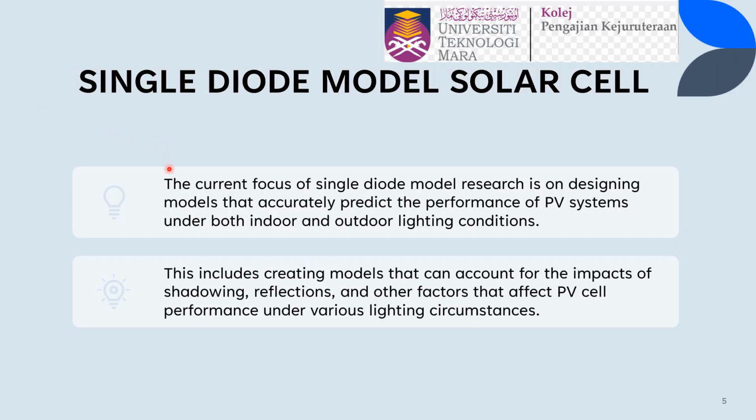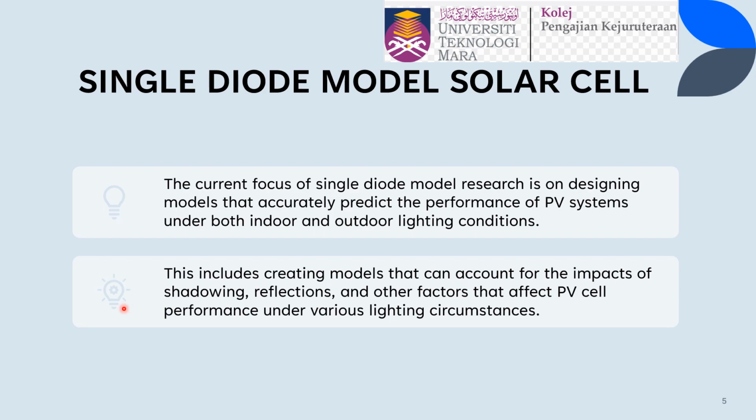The current focus of single diode model research is on designing models that accurately predict the performance of PV systems under both indoor and outdoor lighting conditions. These include creating models that can account for impacts of shadowing, reflections, and other factors that affect PV cell performance under various lighting circumstances.